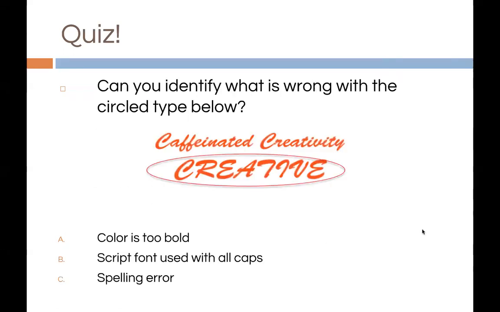Can you identify what is wrong with the circled type below? A, the color is too bold. B, it's a script font used with all caps. Or C, there's a spelling error. And if you said B, a script font used with all caps, you are correct.